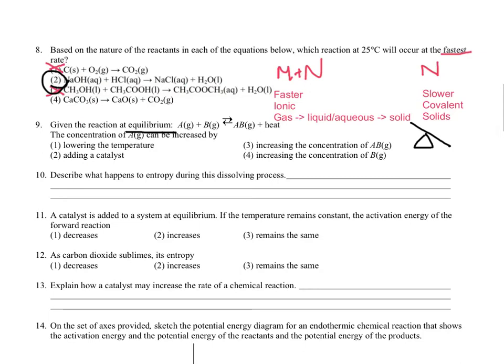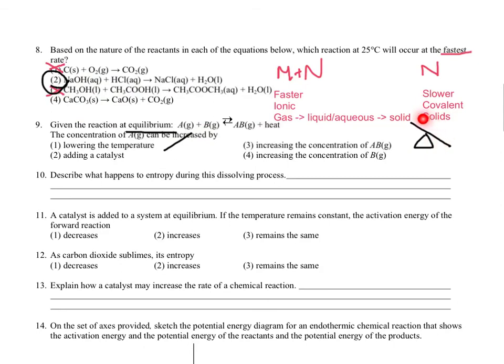Now here we can see that this is an exothermic reaction. If I lower the temperature, it's the same thing as removing heat. So our seesaw would fall in this direction. This does not match our target.